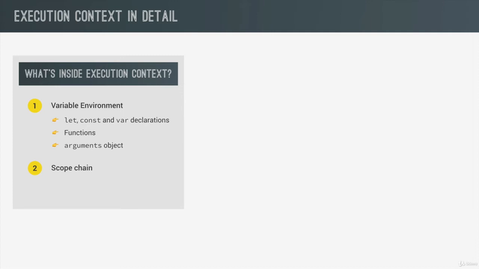Finally, each context also gets a special variable called the this keyword. And once more, there is a special lecture just about the this keyword later in the section. Okay, now the content of the execution context, so variable environment, scope chain, and this keyword, is generated in the so-called creation phase, which happens right before execution.